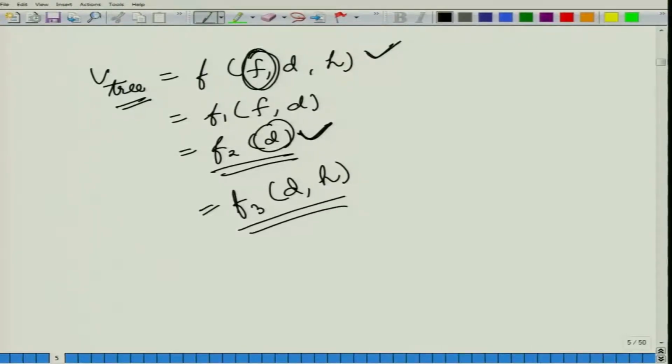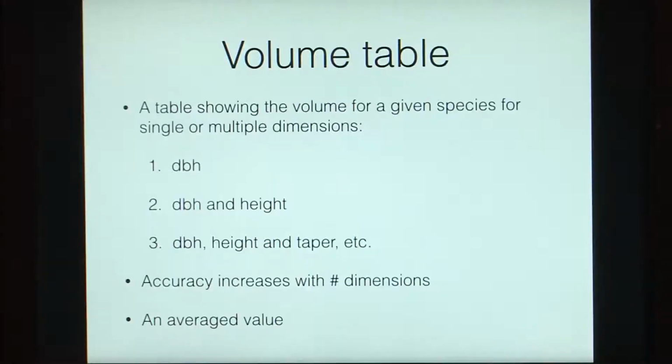So, moving back to the slides now. Here it says that it can give it to you as a function of just the diameter and the height, or the diameter, height and taper, or any n number of factors. So, accuracy increases with the increase in the number of dimensions. For instance, if you measure it just with the DBH, it is the least accurate, and if you measure the diameter, height, taper and maybe some other factors as well, the accuracy will increase.